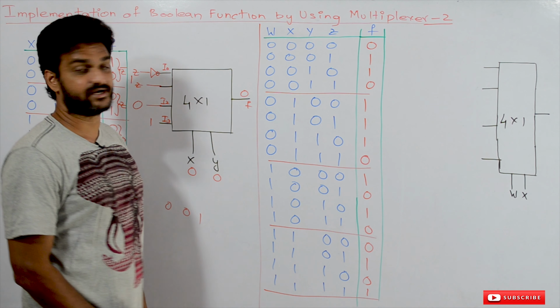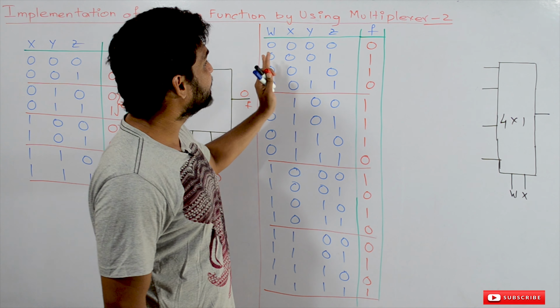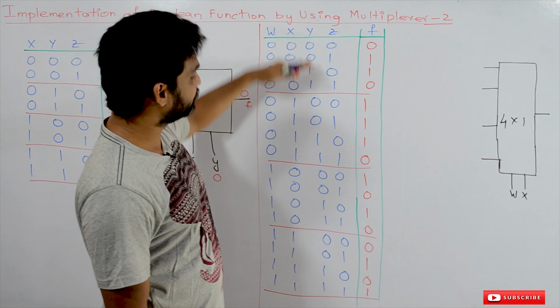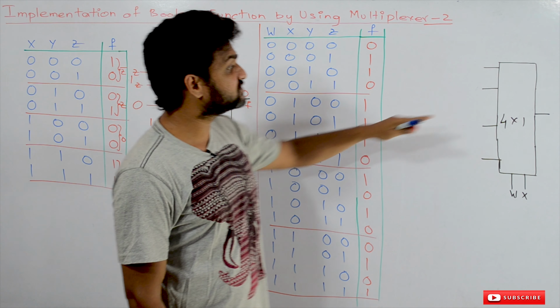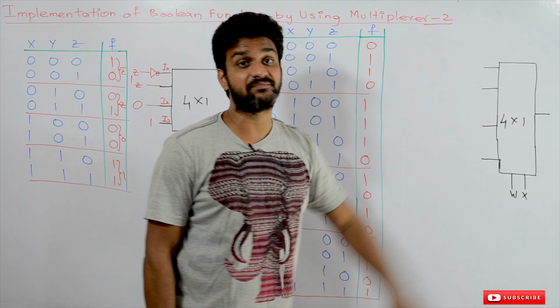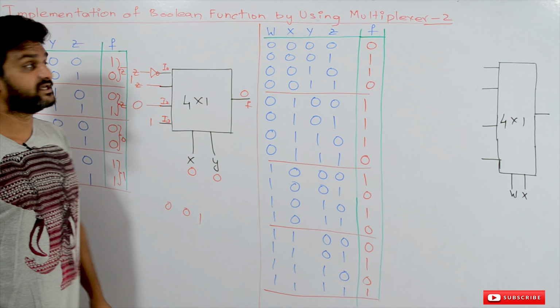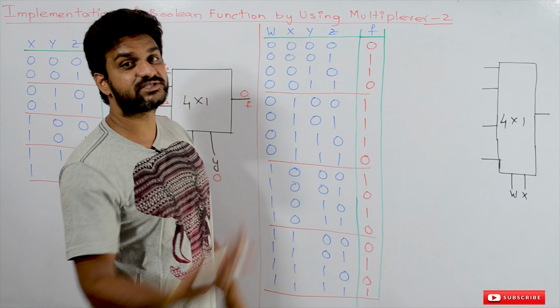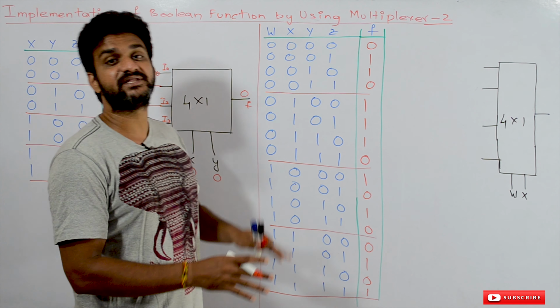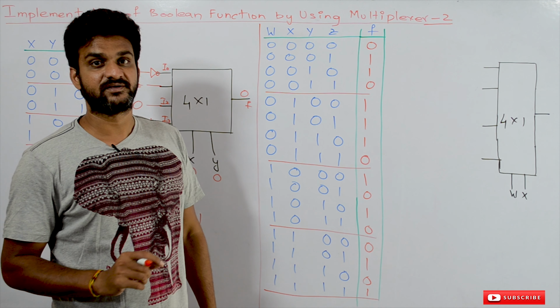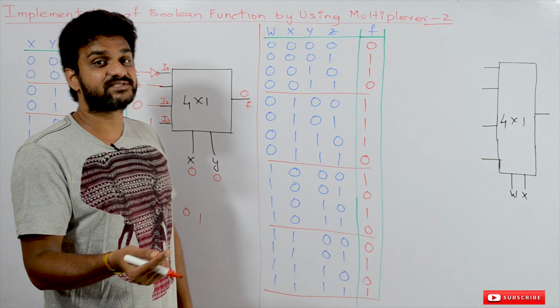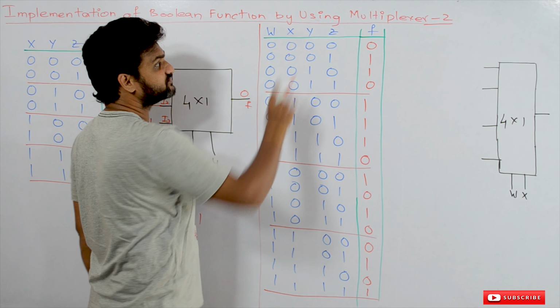Now what they are asking is, they have given a 4 variable function, and this function has to be implemented by using a 4 by 1 multiplexer. See here, with 4 variables, with 4 select lines, how many inputs will be there? 16 inputs will be there. A 16 by 1 multiplexer is used to implement this WXYZ.